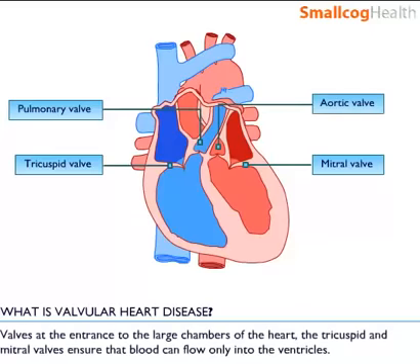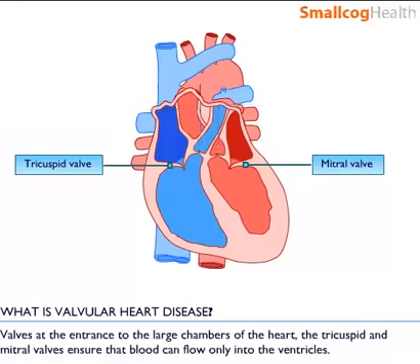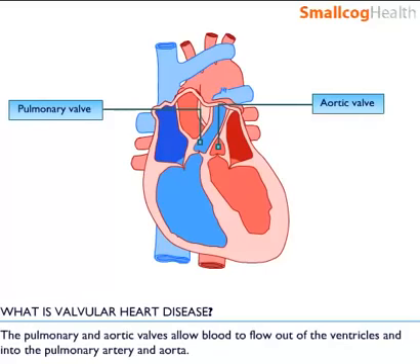Valves at the entrance to the large chambers of the heart, the tricuspid and mitral valves, ensure that blood can flow only into the ventricles. The pulmonary and aortic valves allow blood to flow out of the ventricles and into the pulmonary artery and aorta.